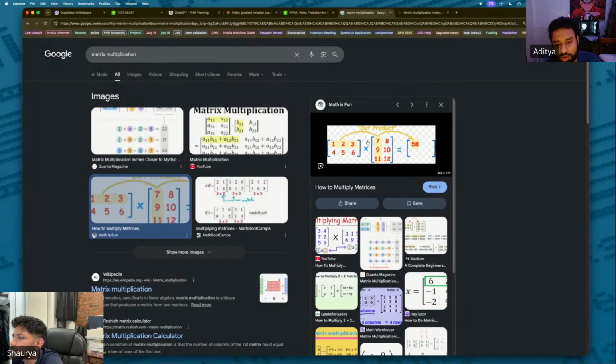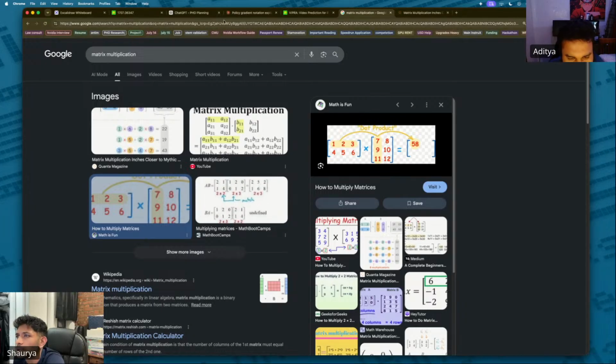Yes. So 1 into 7 plus 2 into 9, and 3 into 9 is 18. So 18 plus 7 is 26. 3 into 11 is 33. 26 plus 33 is 58. Correct. This is the dot product. Okay.